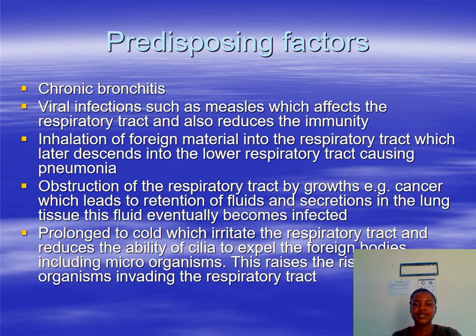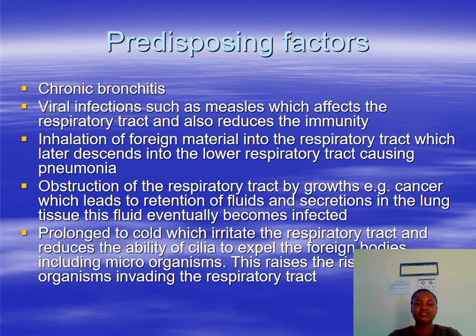The other predisposing factor is inhalation of foreign materials. This depends on what has been inhaled and where that inhalation has settled. The inhaled foreign materials can descend into the lower respiratory tract and can cause pneumonia. The other predisposing factor is obstruction of the respiratory tract by growth. By growth, we mean cancers, which may lead to retention of fluids and secretions in the lung tissue.